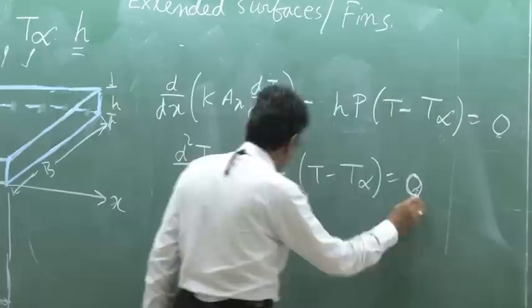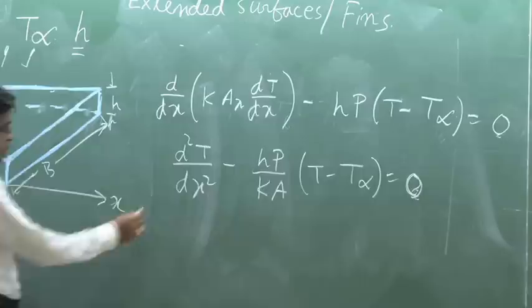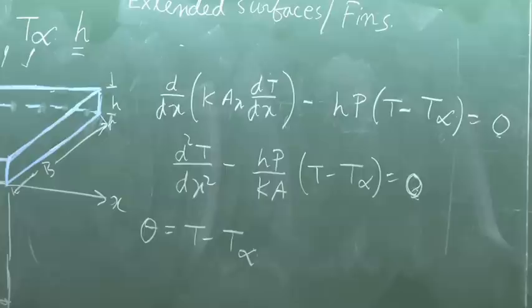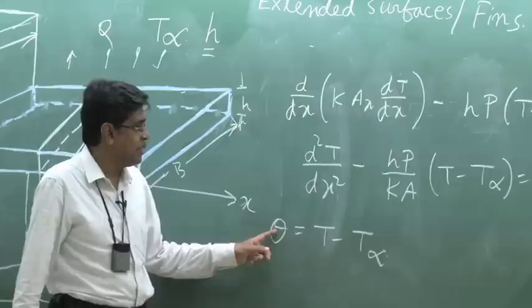Now, if we transform the dependent variable temperature into excess temperature, that means I change the variable T by the transformation theta equals T minus T infinity. That means it is the temperature over the ambient temperature. Then dT/dx is d theta/dx, and d square T/dx square is d square theta/dx square. But the advantage is that here we only get theta.